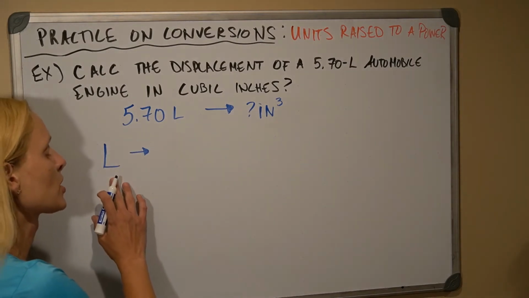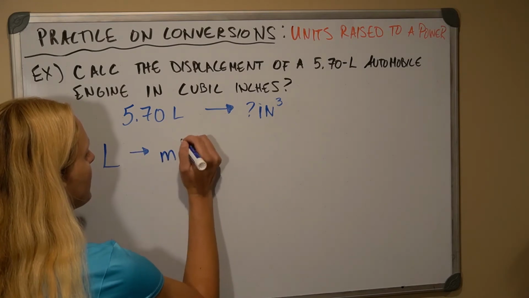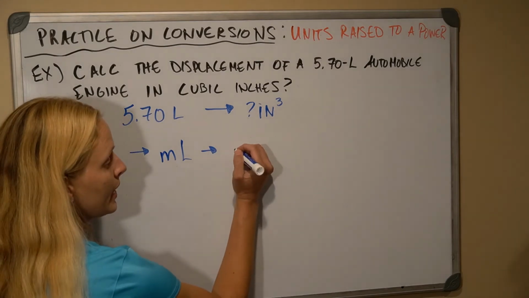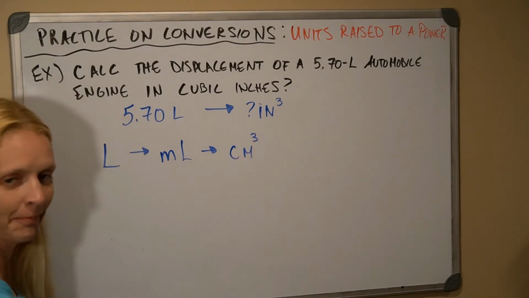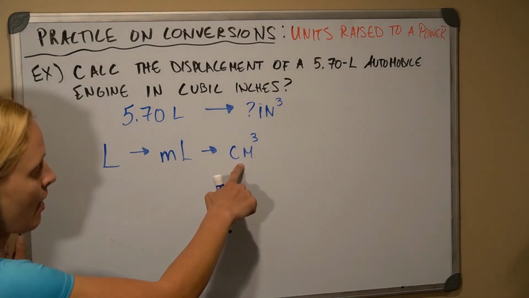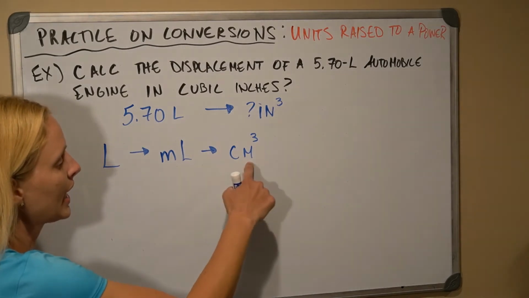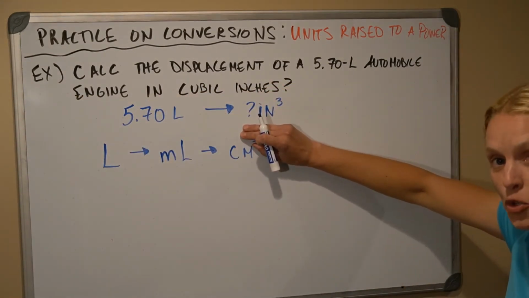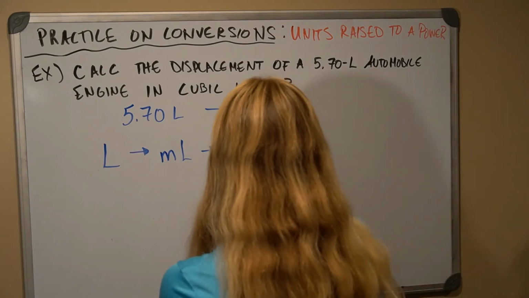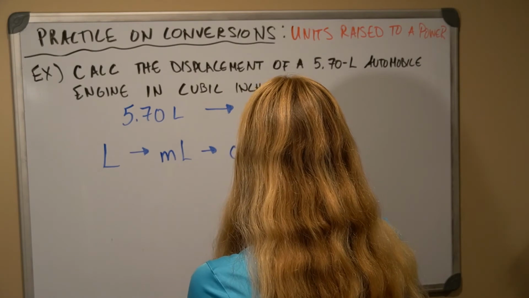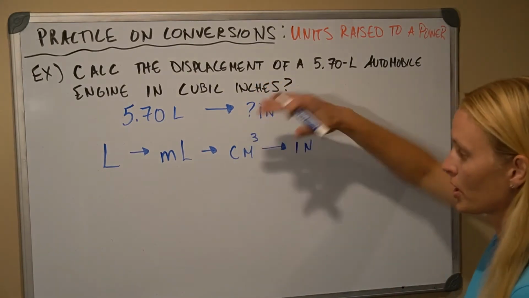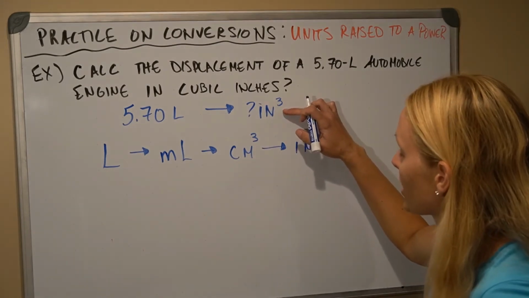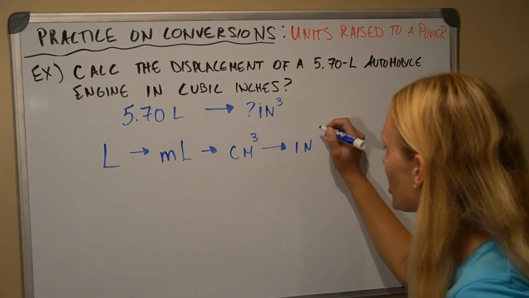I know I can go liters to milliliters. And I know that 1 milliliter is equal to 1 cubic centimeter. That's important that I recognize this now, because now I'm in a length, centimeters. If I ignore the cube there, I can go from centimeters to inches. I know centimeters to inches, but here this centimeter is cubed, and the question is asking me to report it in cubic inches.